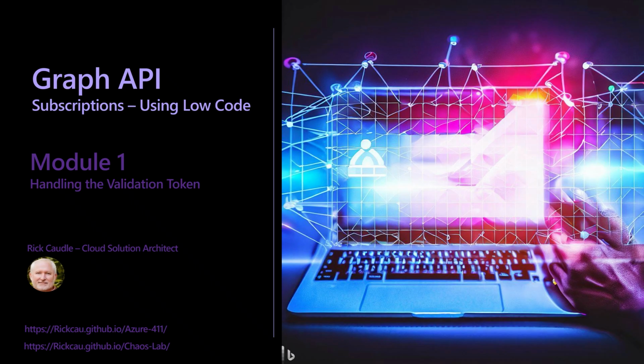My name is Rick. I'm a cloud solution architect focusing on app innovation. Today I will be explaining how to create a Graph API subscription using a low-code approach. We can either use Power Automate or Logic App for this.